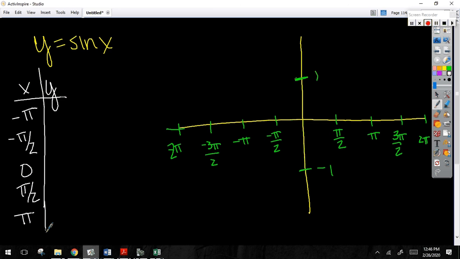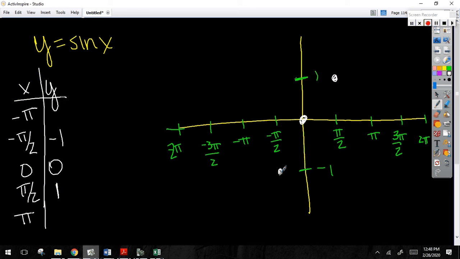Now, the x values are super bleh, but the y values are not so bad. 0, 0 is a point on this graph. Tell me when you've caught up with me. But at -pi over 2, it's going to be -1. I'm just telling you right now. You could put this on the calculator.